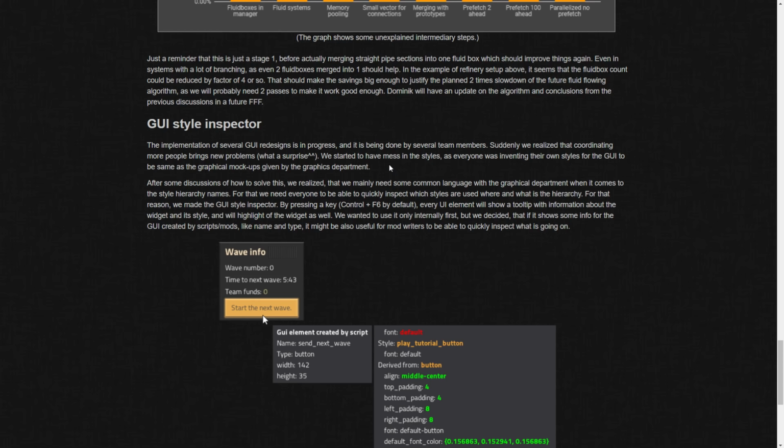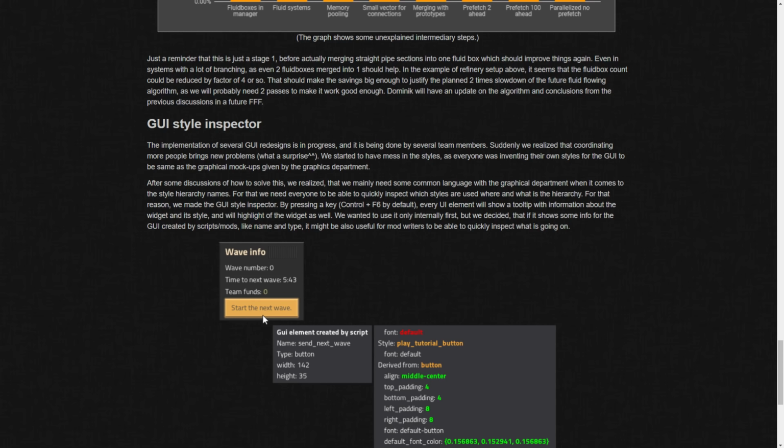Everyone was inventing their own styles for the GUI to be the same as the graphical mockups given by the graphics department. After some discussions on how to solve it, they realized that we mainly need some common language with the graphical department when it comes to the style hierarchy names. For that, we need everyone to be able to quickly inspect which styles are used where and what is the hierarchy. For that reason, we made the GUI Style Inspector. By pressing a key, Control F6 by default, every UI element will show a tooltip with information about the widget and its style, and will highlight the widget as well. We wanted to use this.